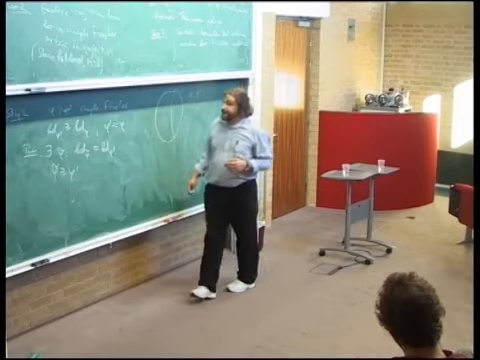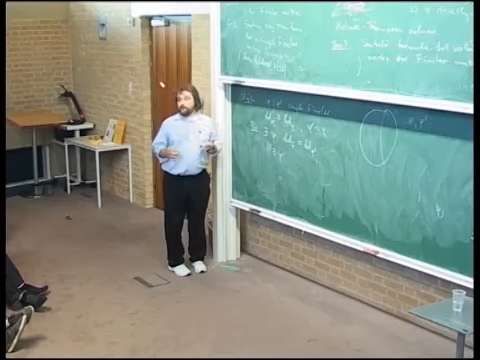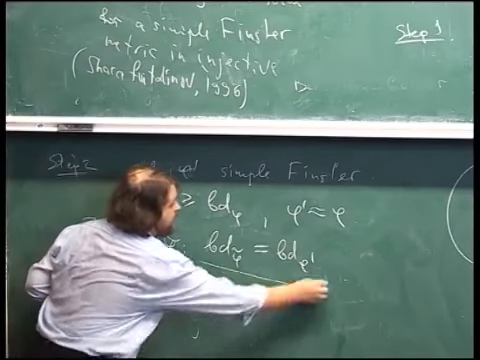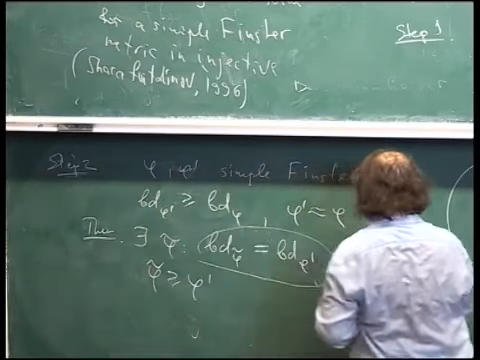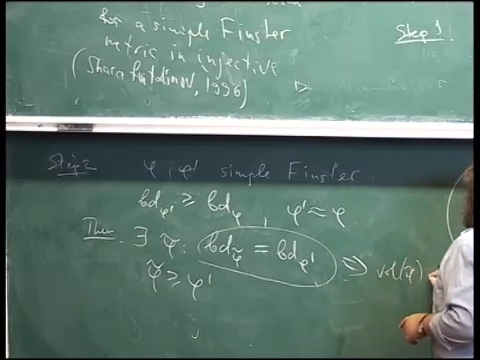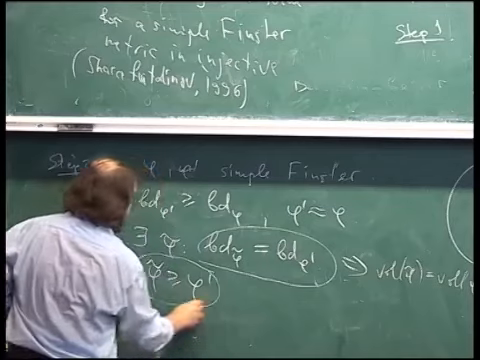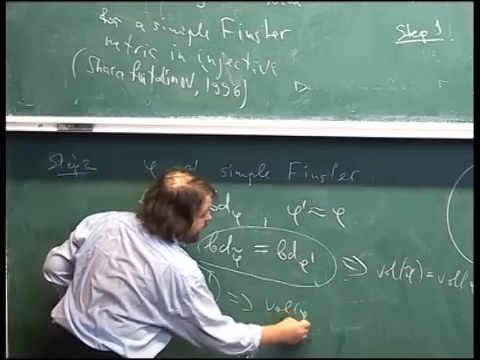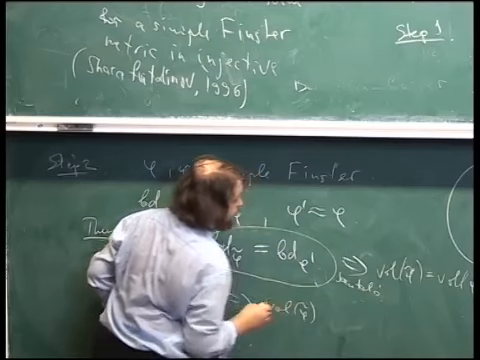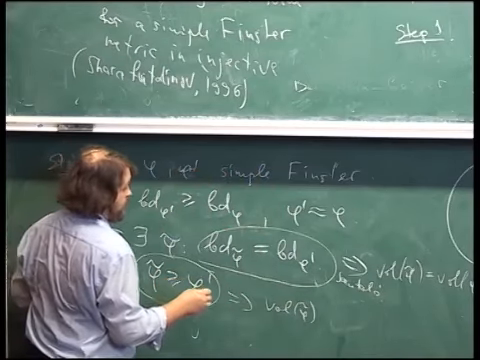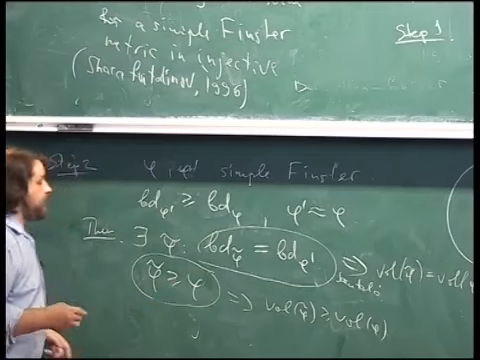And so, once we have this, the theorem follows, because this, together with the Santalo formula, implies that the volume of phi twiddle is the same as the volume of phi prime. And this, for trivial reasons, implies that the volume of phi twiddle is at least the volume of phi, due to the Santalo formula.